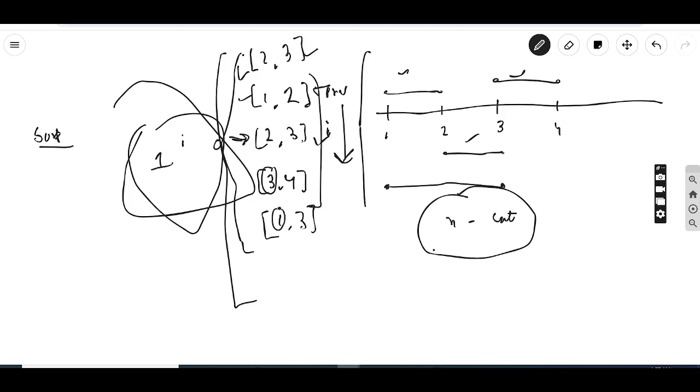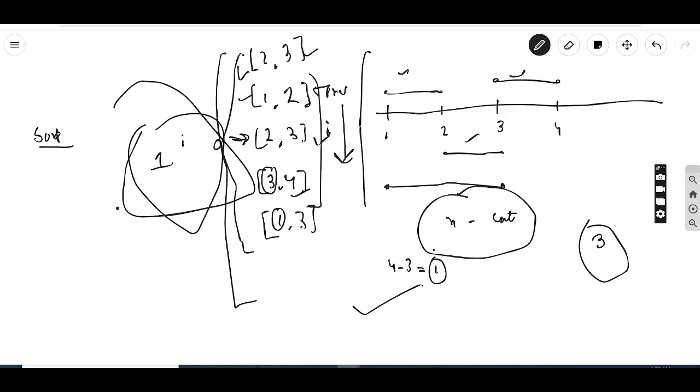This I, this first one, is not greater than or equal to this one. That means we have a problem here. The count is 3. That means n is 4. So 4 minus 3 is going to give me 1. So the answer is 1. That means I have to remove exactly one interval to make my intervals non-overlapping, right? So the answer is 1. So that's all we have to do.